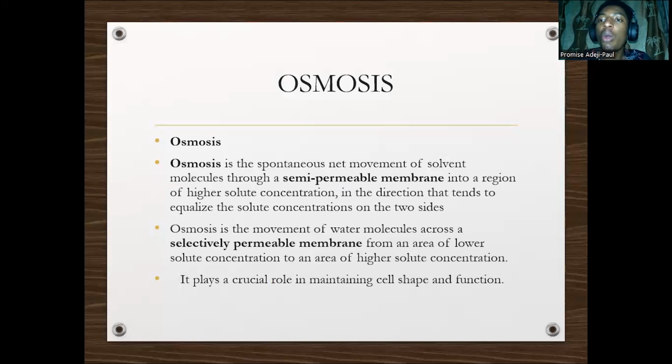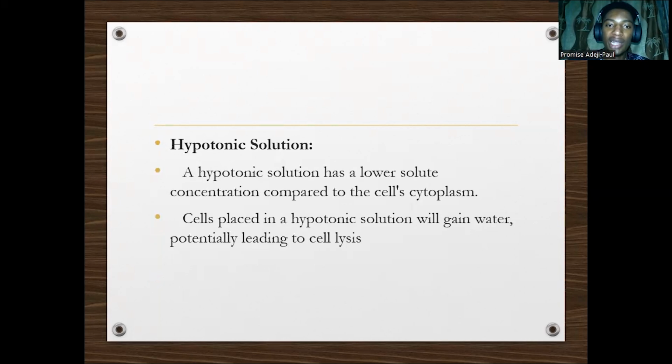For osmosis, water will move from where it is high to where it is low. If there's a high amount of water, there's a low amount of solute. If there's a low amount of water, there's a high amount of solute. So please take note. If you're talking about water, it will be different from when you're talking about solute. It plays a crucial role in maintaining the cell shape and function. If the cell takes in more water, it will maintain its shape. It will be solid.